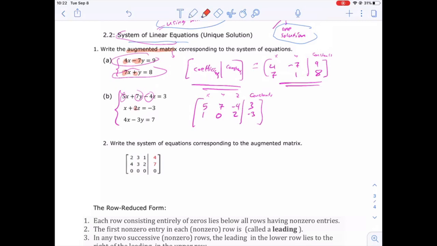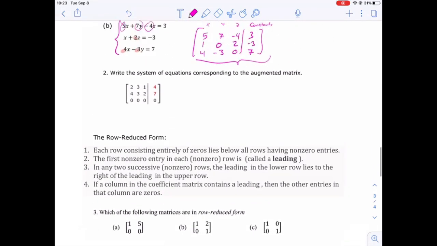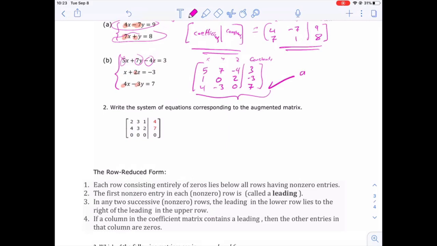Now the third row, we have 4, -3, 0 because we don't have z, and 7. So 4 is the coefficient of x, -3 is the coefficient of y. We don't have z here, so we put 0, and the constant is 7. This is the required form of the augmented matrix. So this matrix is called the augmented matrix, augmented because it includes the constants in addition to the coefficients.